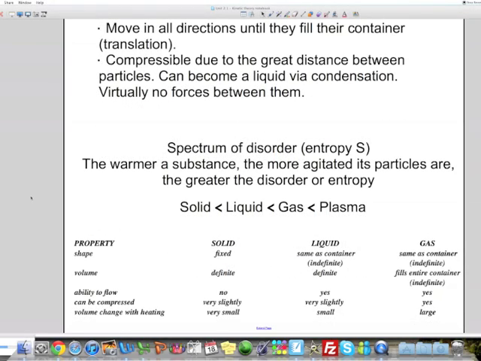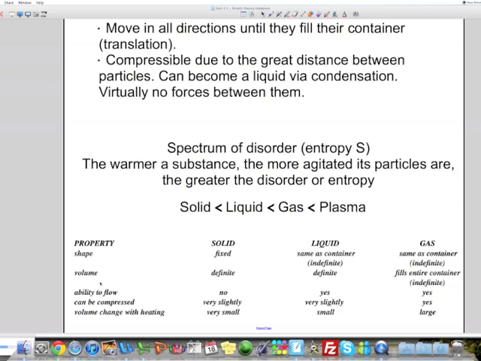So to summarize, we have a little table here, a chart. If we look at shapes, solid particles, because they're very structured, they're assembled in a certain lattice, right? The shape is fixed. In a liquid, the particles are looser, so there's more flexibility there, as I said before, so the shape is not defined. In a gas, the particles are so far apart, definitely the shape is not defined. They can take the shape of their container.